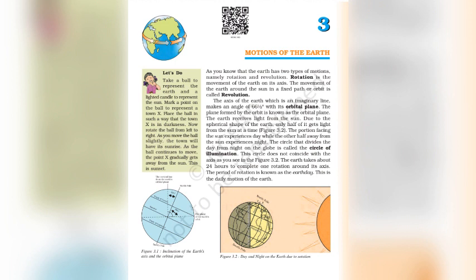It is clear that the earth goes around the sun in an elliptical orbit. Notice that throughout its orbit, the earth is inclined in the same direction. A year is usually divided into summer, winter, spring, and autumn seasons. Seasons change due to the change in the position of the earth around the sun.